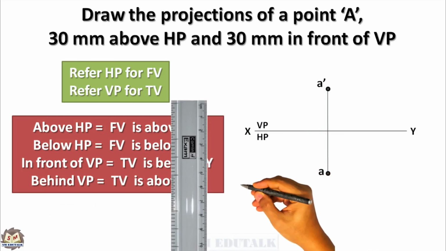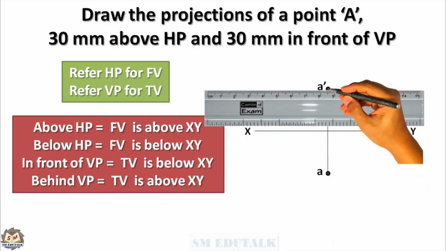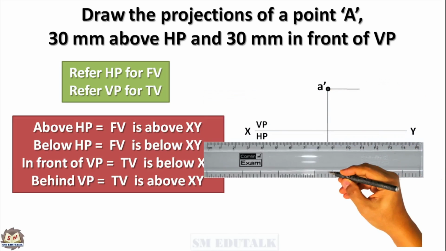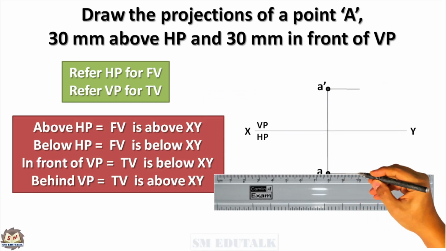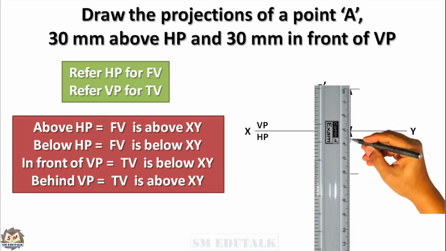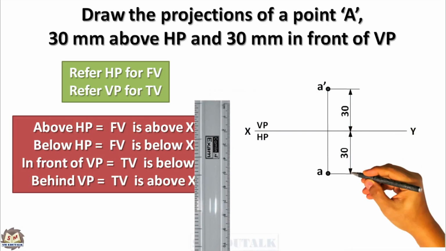After completing the drawing, we have to do dimensioning. To do this, keep the horizontal scale of the drafter at A dash and draw an extension line. Similarly, draw another extension line from the top view A. Next, use the vertical scale of the drafter to draw two dimension lines. These dimension lines represent that the front view A dash is 30 mm above HP and the top view A is 30 mm in front of VP. That's all. We have completed the problem.